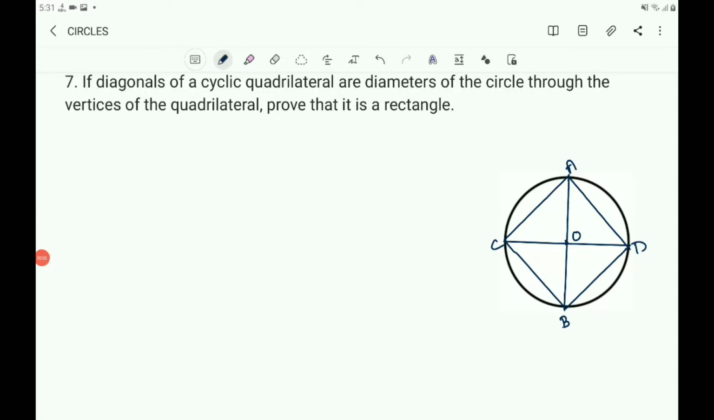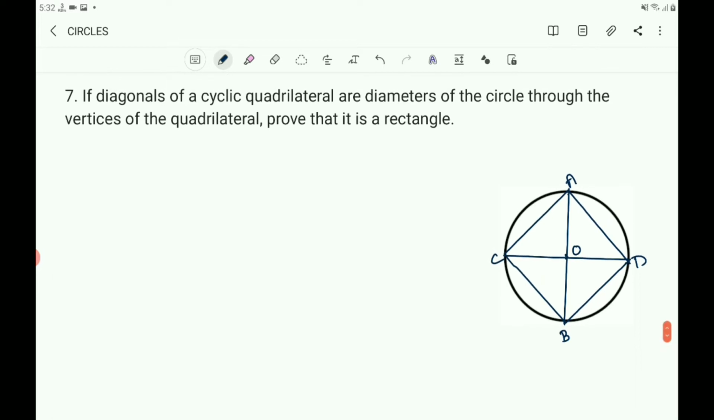Children, let us continue the chapter Circles. Now let us take the 7th question. If diagonals of a cyclic quadrilateral are diameters of the circle through the vertices of the quadrilateral, prove that it is a rectangle. So it is given that in a circle with center O, ABCD is a cyclic quadrilateral and AB and CD are its diagonals, which are the diameters of the circle.